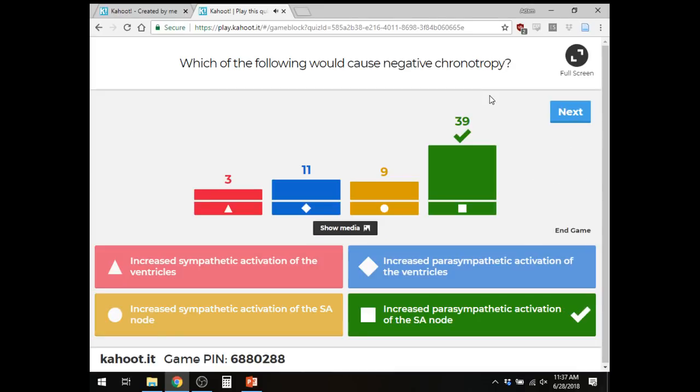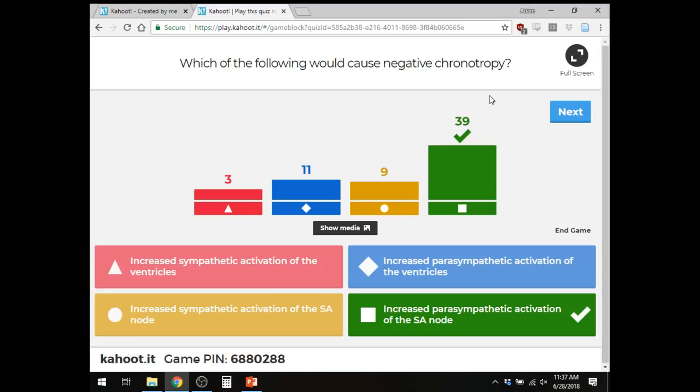All right, good. So let's look at what would happen in these other cases. If I had increased sympathetic activation of the ventricles, that would do what? Increased contraction, which is another term for that is? Inotropy, yeah. So that would be positive inotropy, right? Increased parasympathetic activation of the ventricles doesn't happen, right? The parasympathetic nerve only is going to innervate the SA and AV node. That has no effect on contractility in an appreciable sort of form, right? So that would be incorrect.